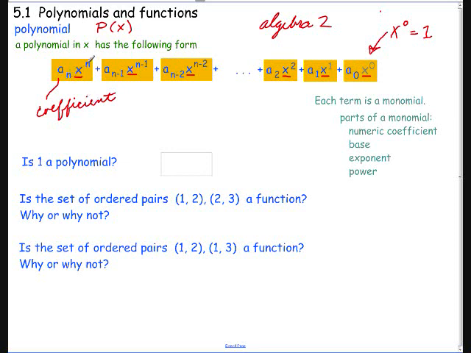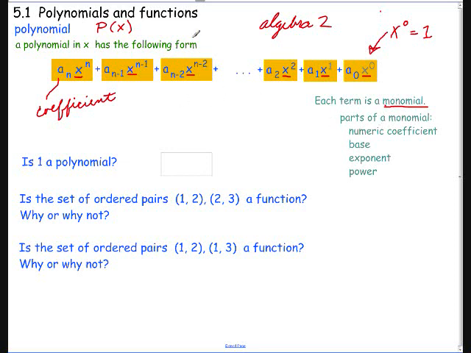Sub n matches exponent n. Sub n minus 1 matches exponent n minus 1, and so forth. Each term is a monomial. Now it looks pretty complicated, but it's a monomial. There's only one term. And we have 4 parts of each monomial.